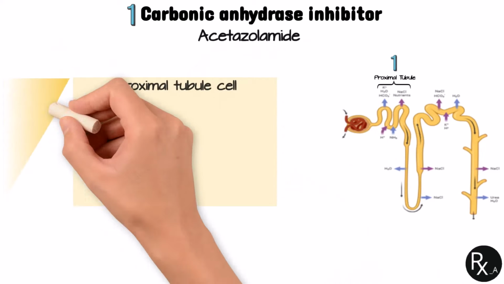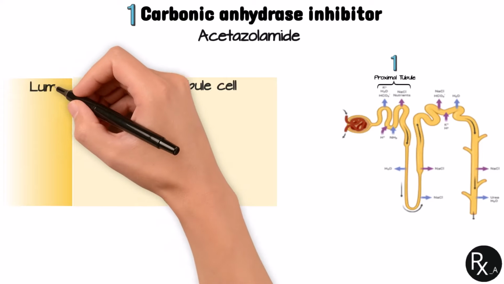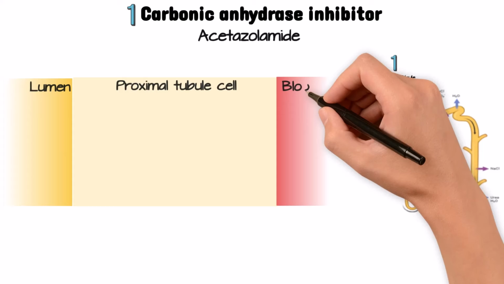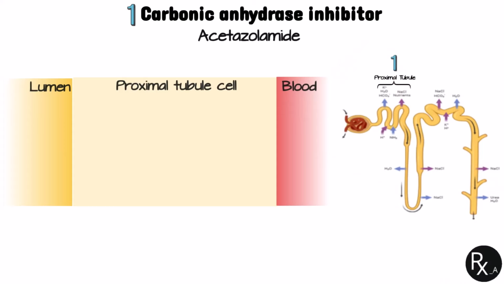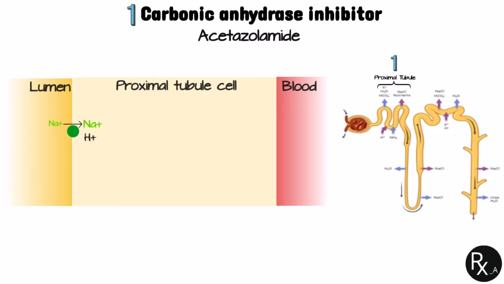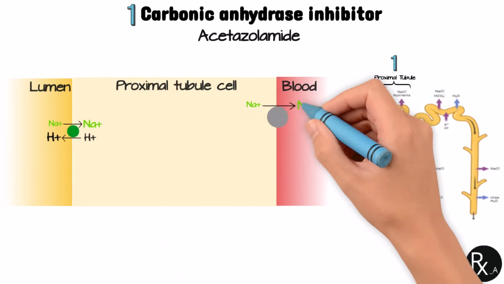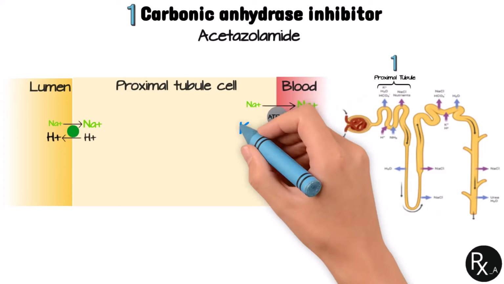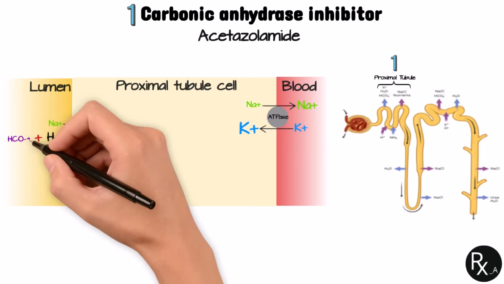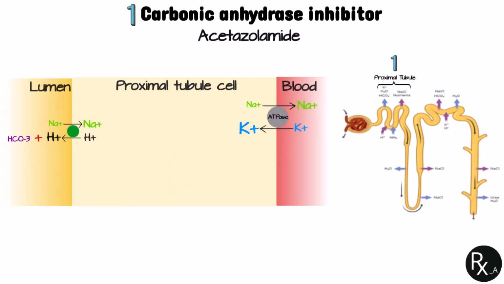So, to the left of the epithelial cell, we have the lumen, where urine is being formed, and to the right we have the interstitium, which contains blood vessels. Here, bicarbonate reabsorption is triggered by the action of a sodium-hydrogen ion exchanger, which allows sodium to enter the cell in exchange for hydrogen ions. Next, reabsorbed sodium is pumped out of the cell by sodium-potassium ATPase, where the hydrogen ion that is secreted combines with the luminal bicarbonate ion to form carbonic acid.